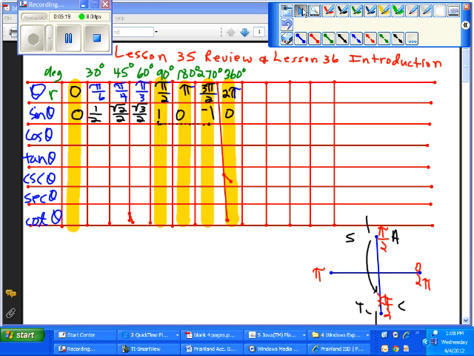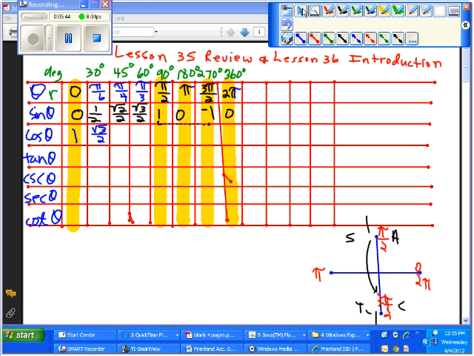Now, let's go to cosine. We'll do it in blue so they'll kind of be different. Cosine of 0 is 1. Now we're starting at 1 instead of 0. So that tells you when you first look at a graph, whether it's sine or cosine, did it start at 1 or did it start at 0? Okay? And then cosine of pi over 6 or 30 degrees is square root 3 over 2.